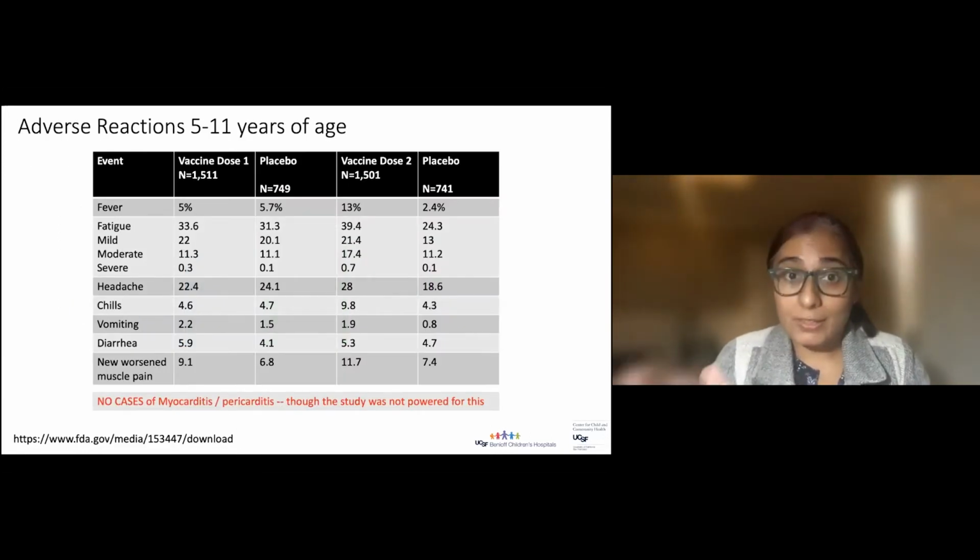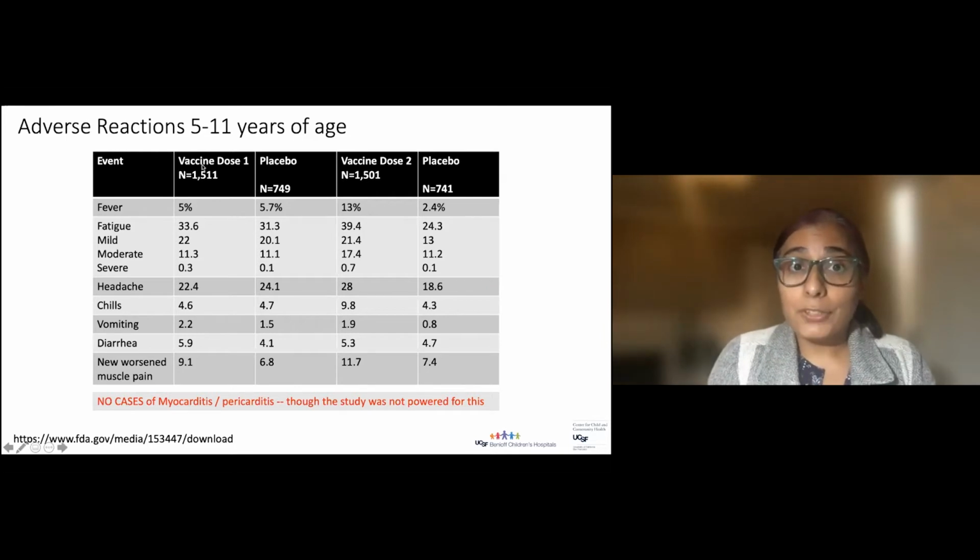In terms of side effects, we all worry about them. So after dose 1, 5% of them had fever. The placebo group that did not get the vaccine also had fever. After dose 2, a little bit higher percentage of fever versus the placebo group who did not get the vaccine. In terms of fatigue, they're kind of similar, you can see, and that's why it's important to do placebo-controlled studies, because you can see that it's probably not all vaccine related. And no cases of myocarditis or pericarditis were reported in this study, though it was not powered for this.